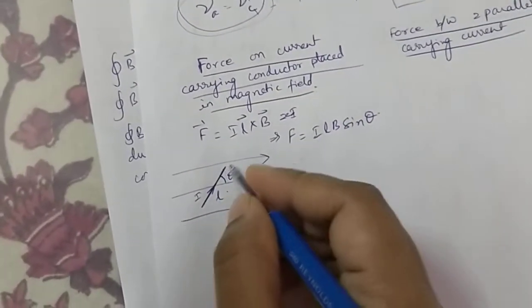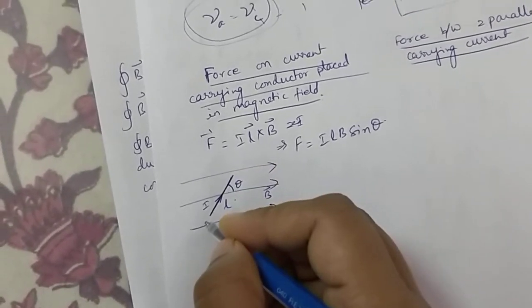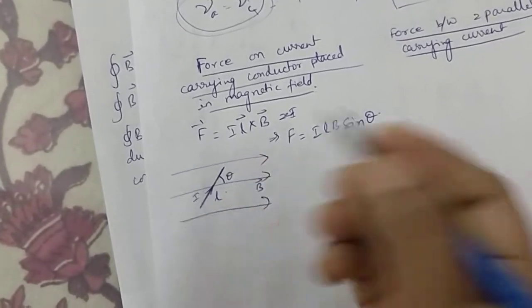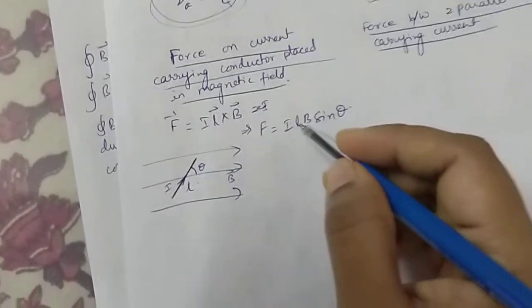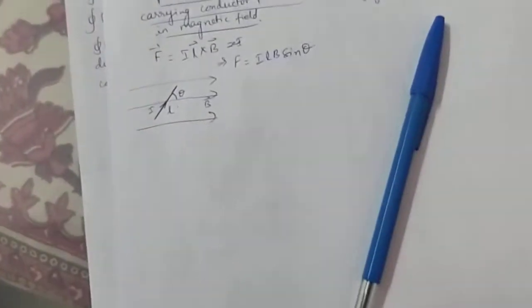If current is in this direction, then you'll have to take I L in this direction only. If current is in this direction, then I L has to be in this direction. So I L B sin theta, where theta is the angle between these two. Now how to find the direction? This is the magnitude.